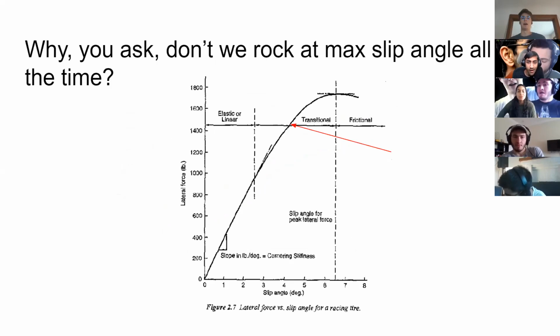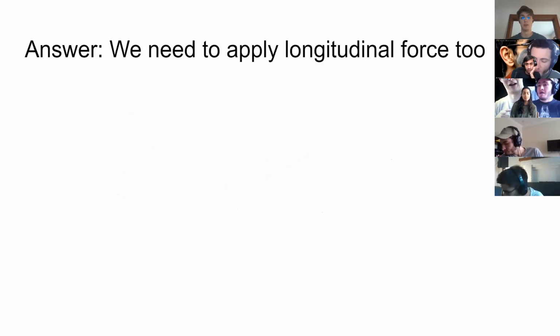So then you might ask, since we have this maximum amount of slip angle that's safe to drive at, why aren't we just running at that max slip angle the whole time, every turn, every case? Why aren't we exactly at that limit? And the answer is basically we need to apply some longitudinal force too.